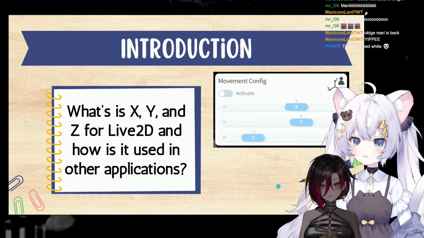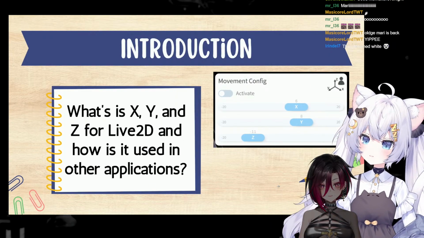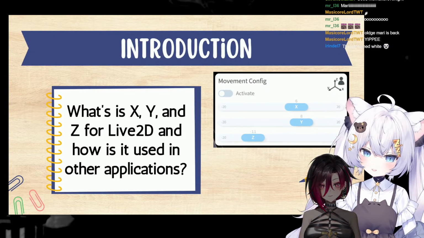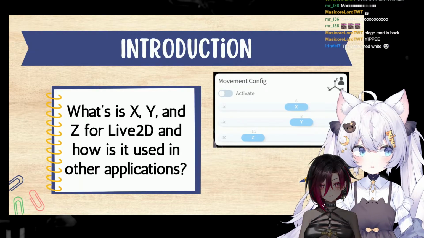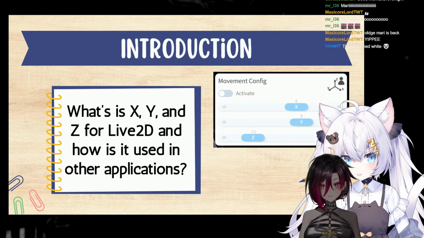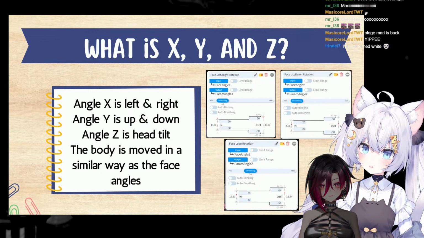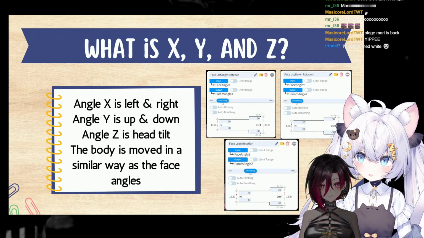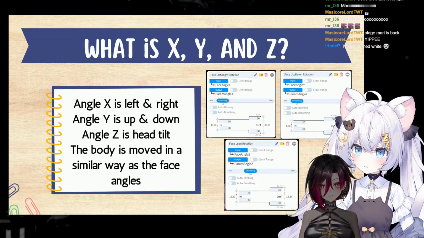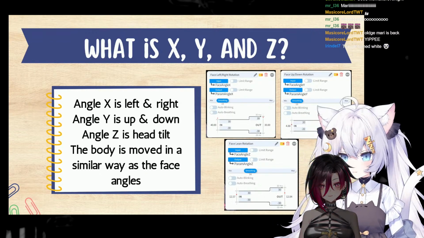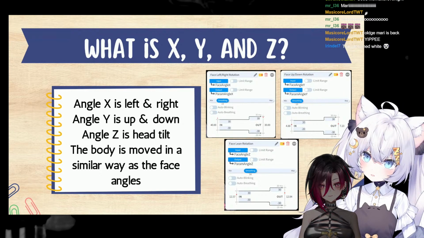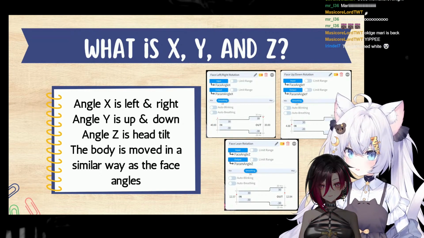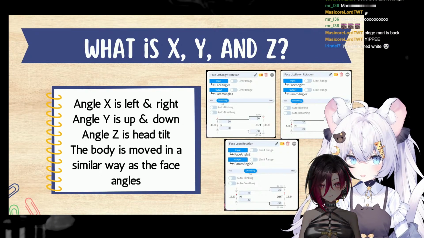All right, so introduction today. What is X, Y, and Z for Live2D, and how is it used for other applications? We talked a little bit about this the last time, but I'll go over a quick summary. Angle X is when your face turns left and right of your model. Angle Y is looking up and down, and angle Z is your head tilt. Interestingly enough, as you see here, the body also moves in a similar way as the face angles, but we'll talk more about that in another lesson.